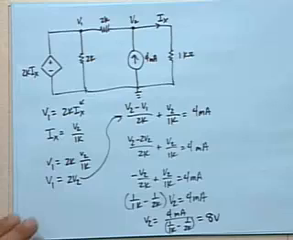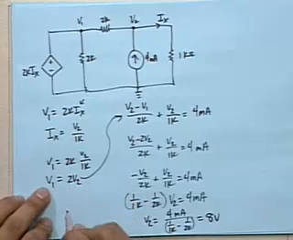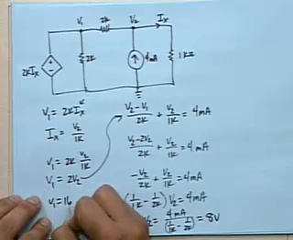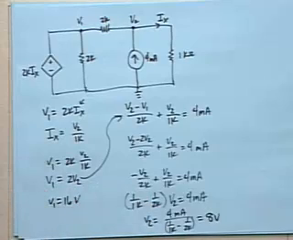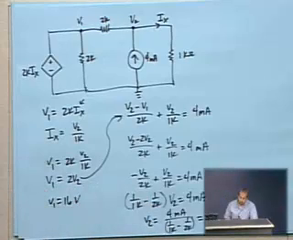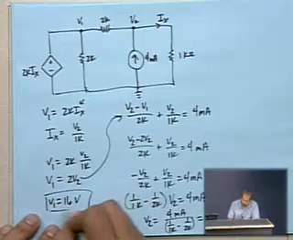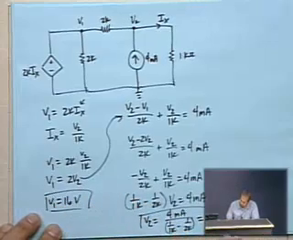And for what it's worth, V1 equals 2V2, and so V1 equals 16 volts. And if you wanted to, you could figure out what the current IX is or any of those other things now, based on the fact that we know what V1 is and we know what V2 is.